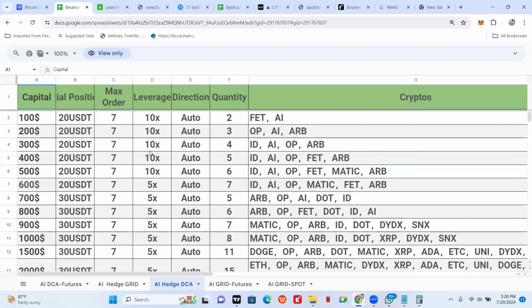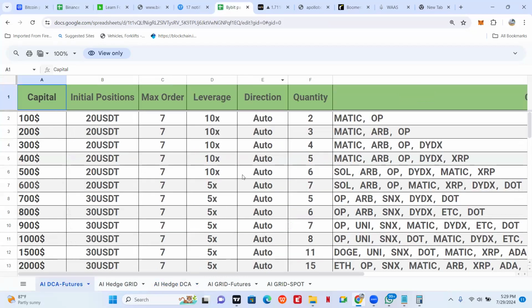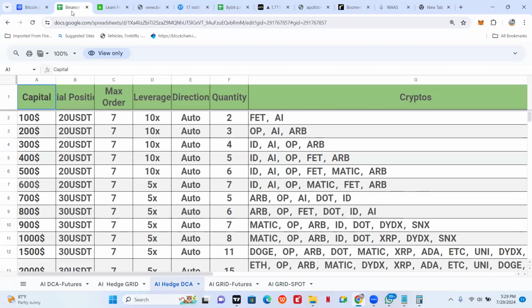So we have a chart that guides us. We have a chart for Binance, and we also have a chart for Bybit. So we have the Bybit chart and we have the Binance chart.